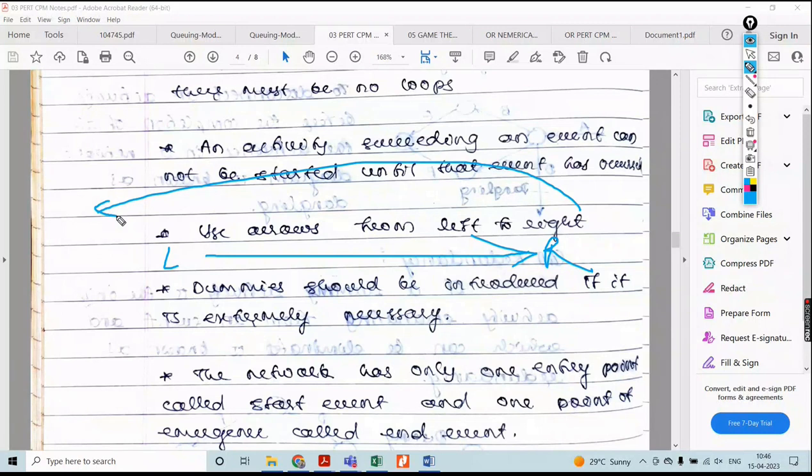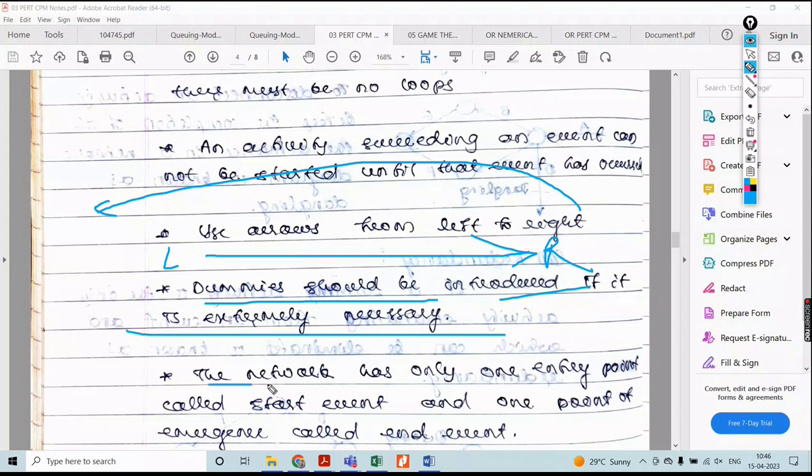Keep this in mind. Okay, dummies should be introduced only if extremely necessary. Whenever there is a necessity to consider a particular duration of time, even though that event has to be completed, then another event has to continue. At that moment, that operation is considered as a dummy. If not, try to avoid it.